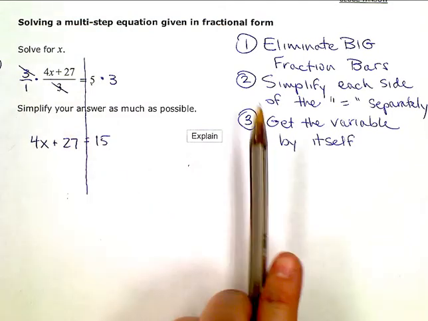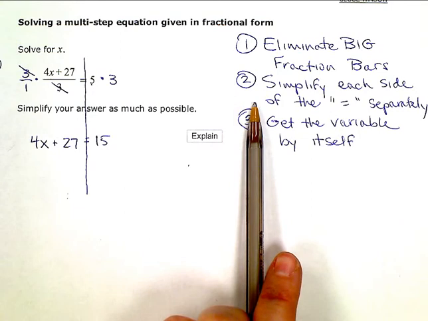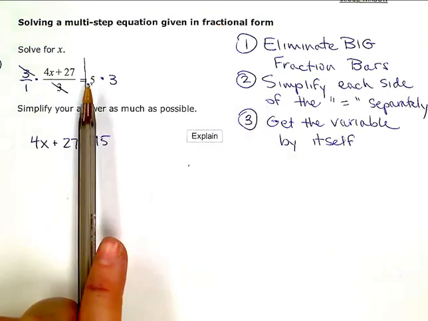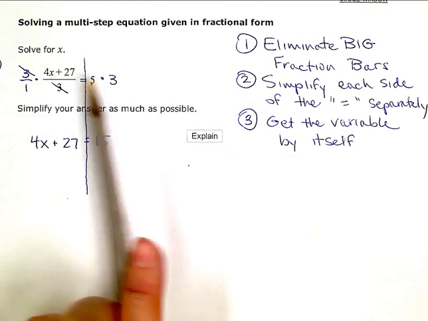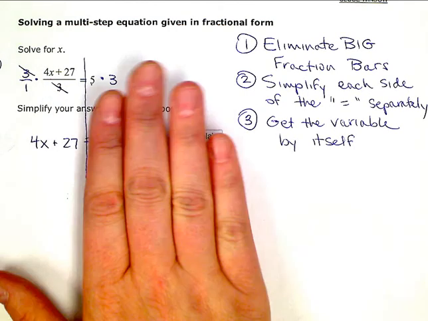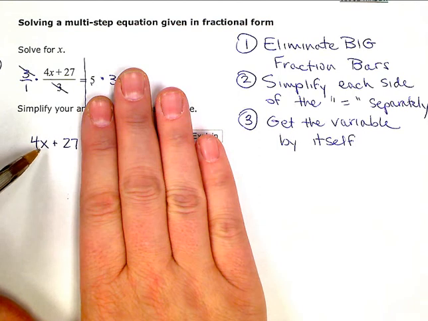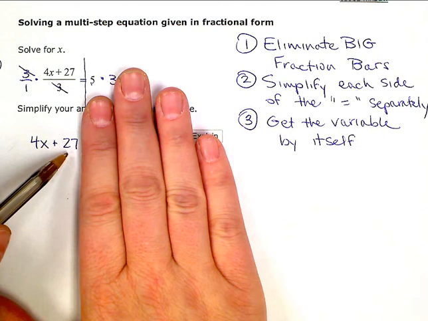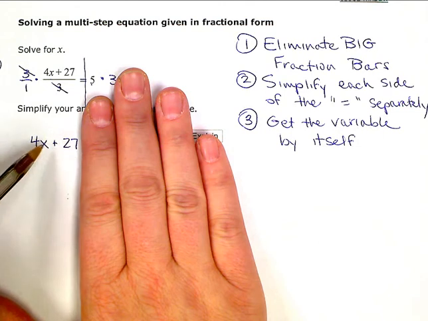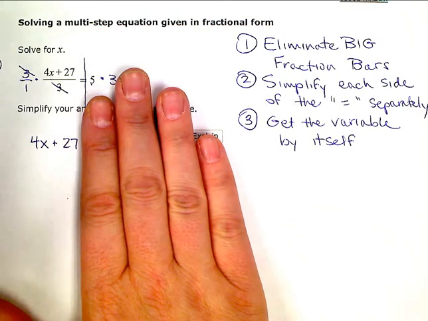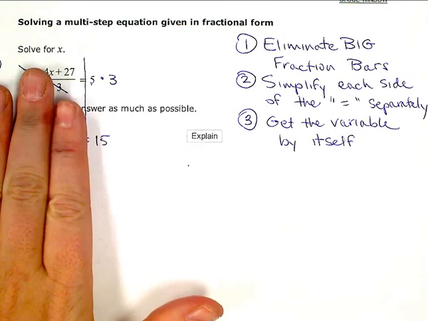So step 2 is simplify each side of the equals separately. So there's my equals, my division between right side and left side. If I look at the left side over here, I have 2 terms, 4x and 27. This one is a variable term because it has an x, a variable in it, and that one is a constant term because it doesn't have an x. They are not like terms, so I can't combine them or simplify them at all. So I'm just going to leave that side as it is. If I look at this side, again, nothing to simplify because I just have the 15.